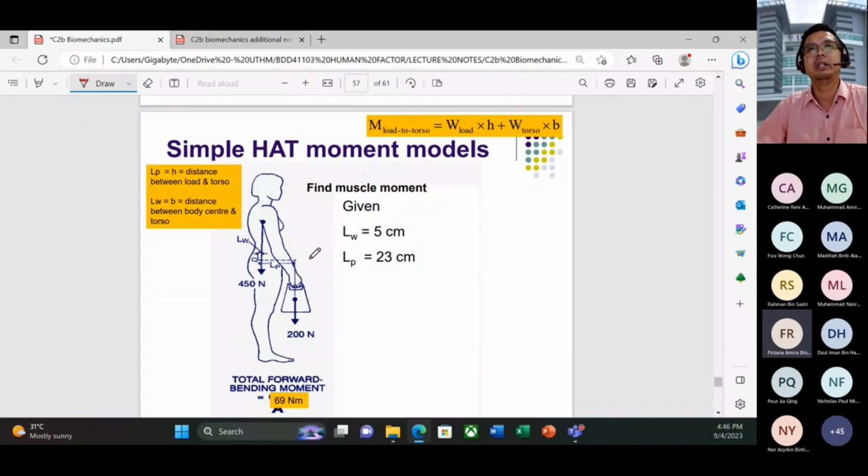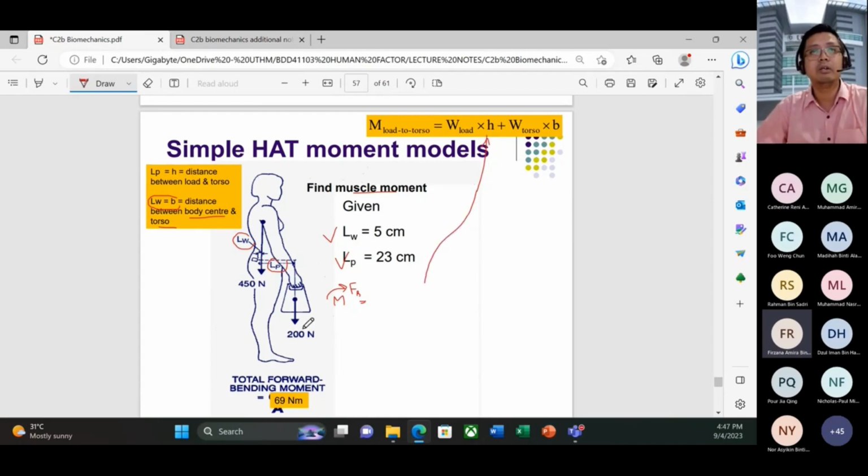Okay, this is an example, a simple movement. Define the muscle moment. The given LW will be here. LW stands for B, the distance between the body center and the torso. LW or B. Meanwhile, we give you LP. LP is the distance between the load and the torso. So calculate and find out the muscle moment. From our formula here, for forward bending, please follow this formula. We just put in our values.